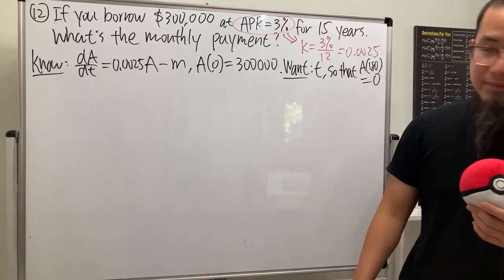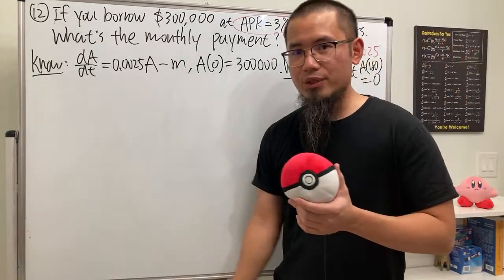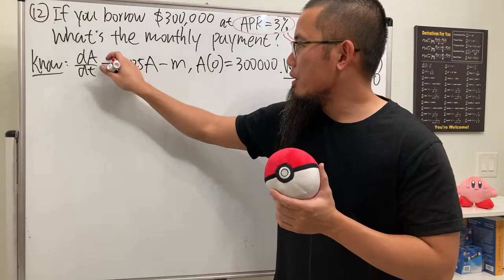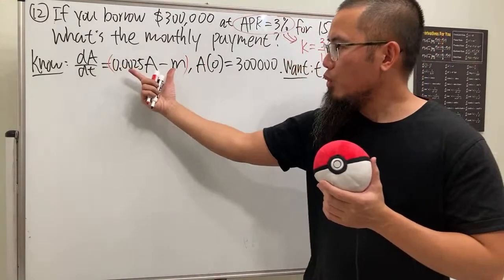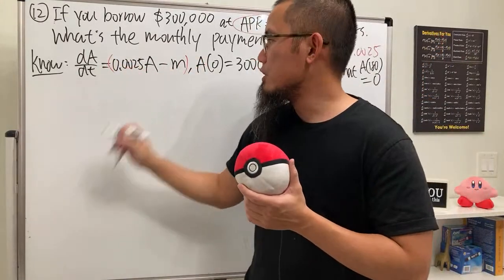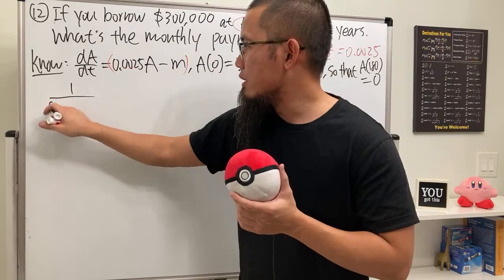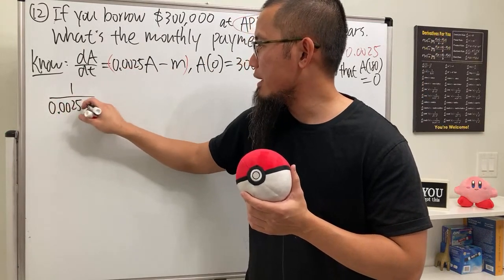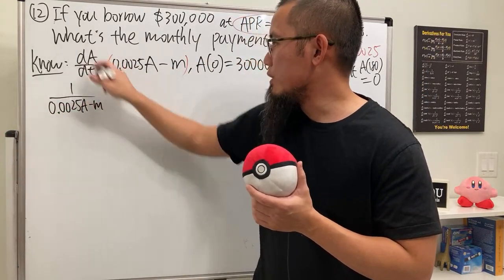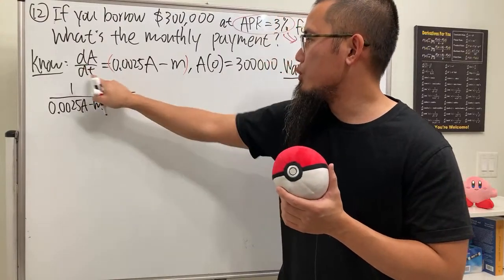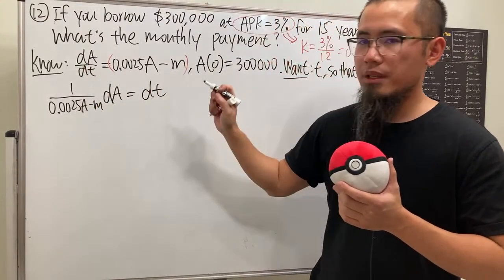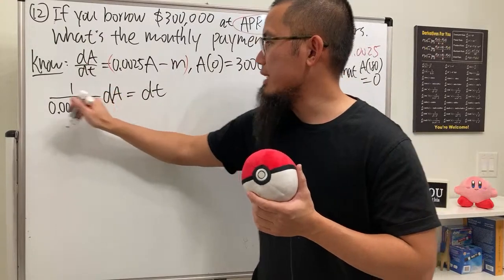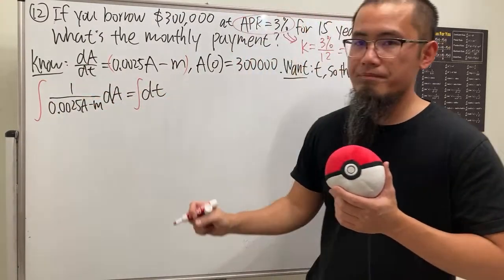All right? So now let's just solve this differential equation. Remember, this is the entire right-hand side. We will have to divide this to the left. So we get 1 over 0.0025 A minus M with the dA, and that's equal to, multiply the dt here. And then we can integrate both sides, here and also here.